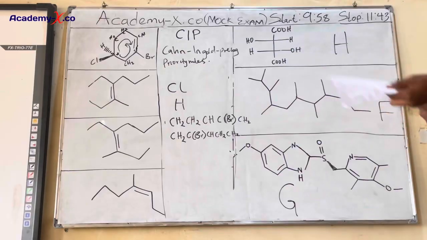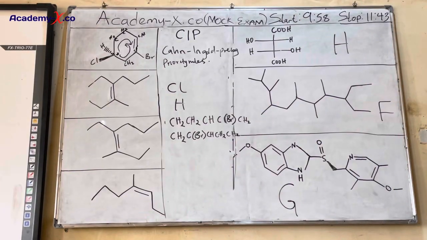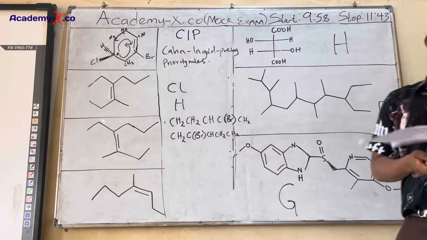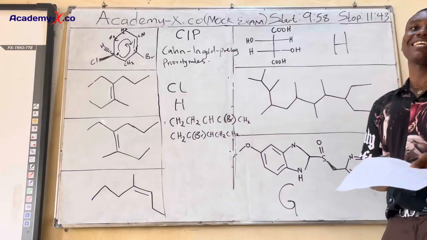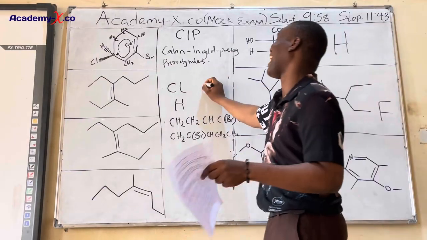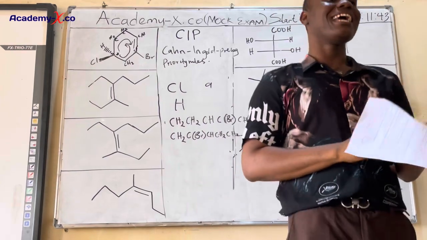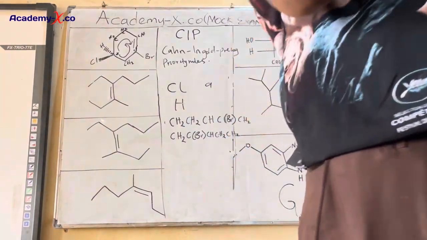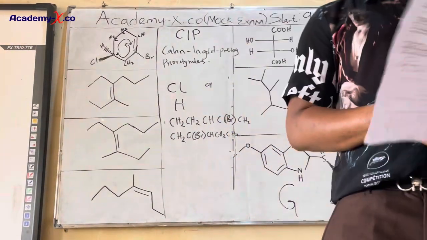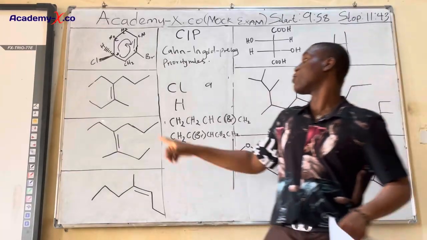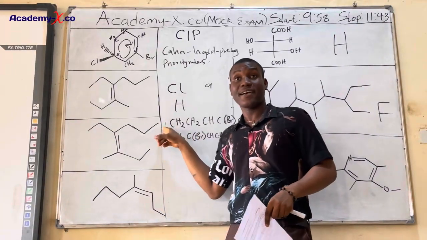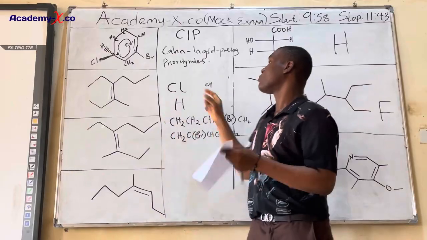So which one comes first? First position goes to what? This gets A, is it not? Why does fluorine have A? It has the highest atomic number. Remember, we start considering the first one. So this one will get A.